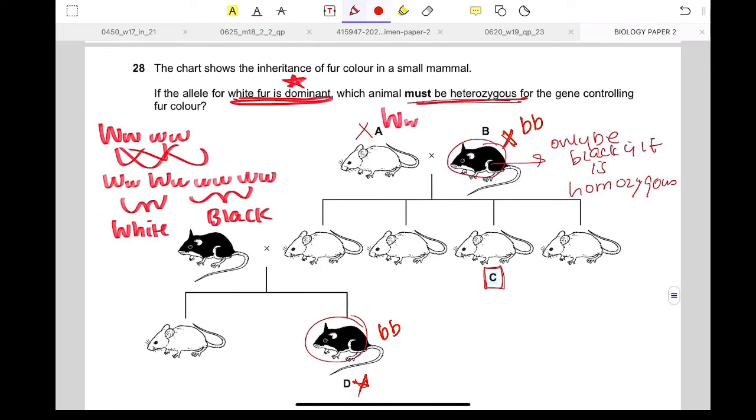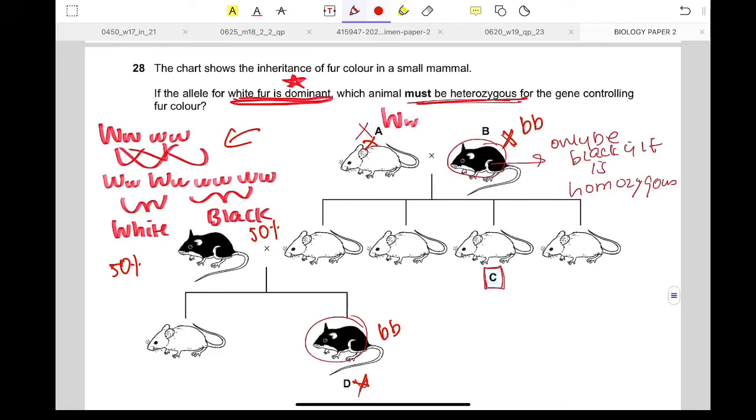Assuming that A is heterozygous, look at this inheritance chart here. Assuming A is heterozygous and B is, obviously we know, the homozygous recessive, what you would get is actually 50% white and 50% black, okay? But here all of the offspring are actually white, so this is wrong.